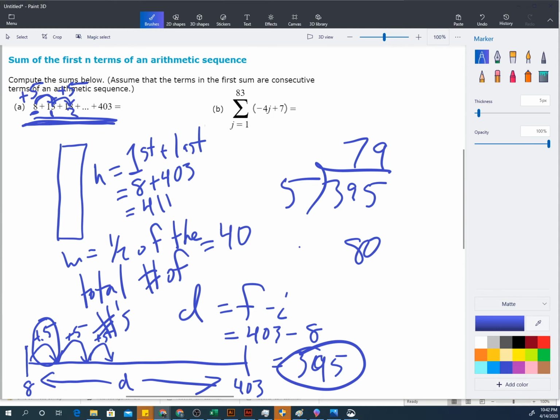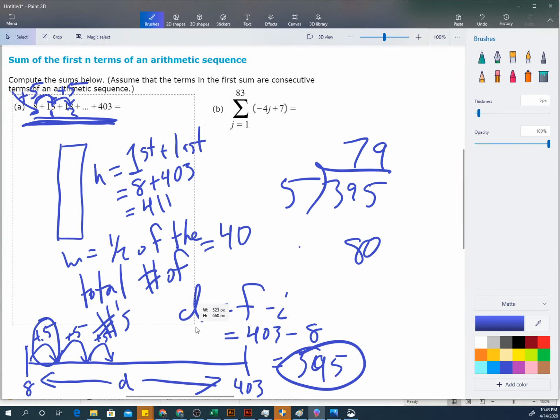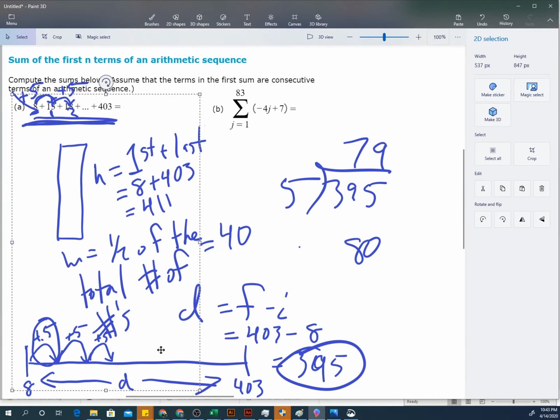All right, let's go ahead and do the other video as well with this. Let me erase what I've got here. Kind of sloppy, but it'll work.